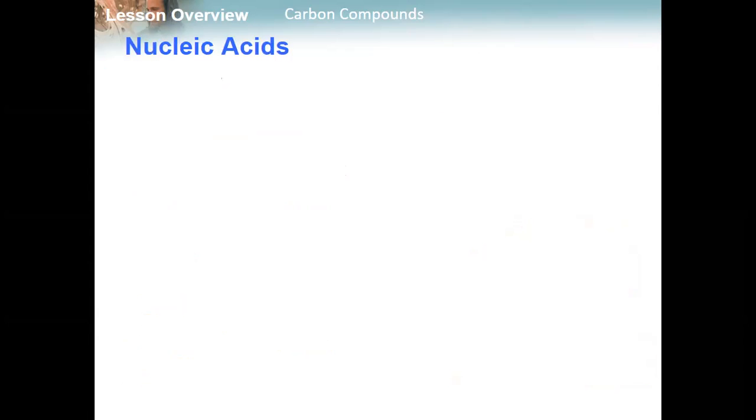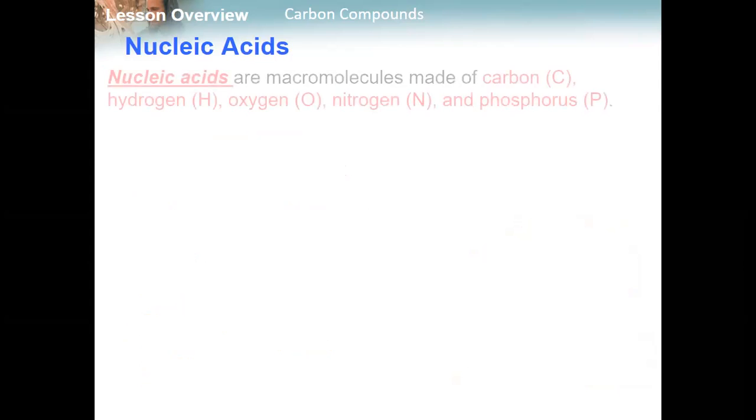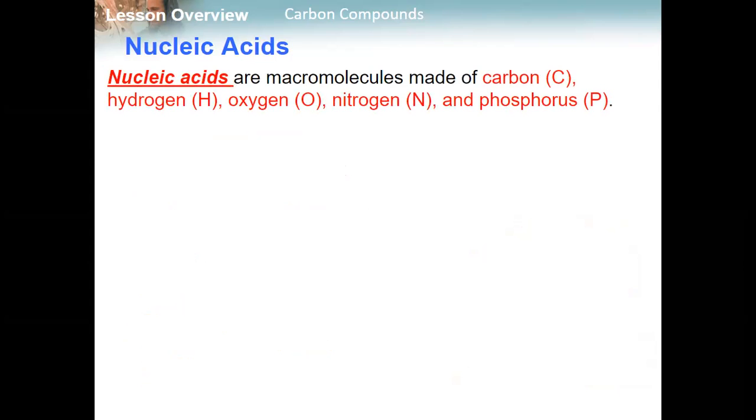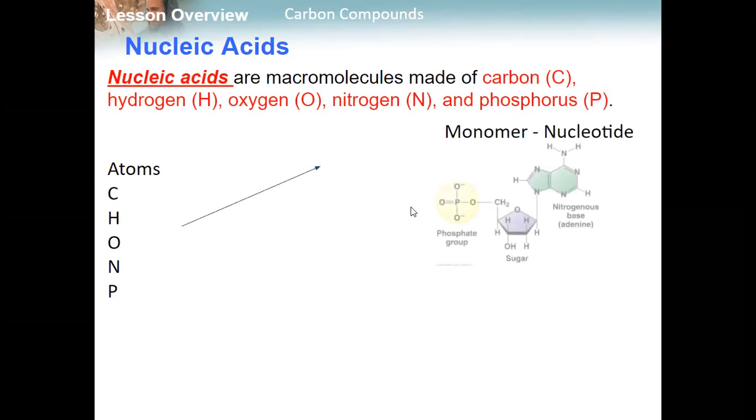The next and the final macromolecule we're going to look at is nucleic acids. And if you see, nucleic acids have these atoms. Similar to the proteins, they have CHON: carbon, hydrogen, oxygen, and nitrogen. The difference is they have this P, which is phosphorus. Now, if I take these atoms and put them together and arrange them, I can make one nucleotide.